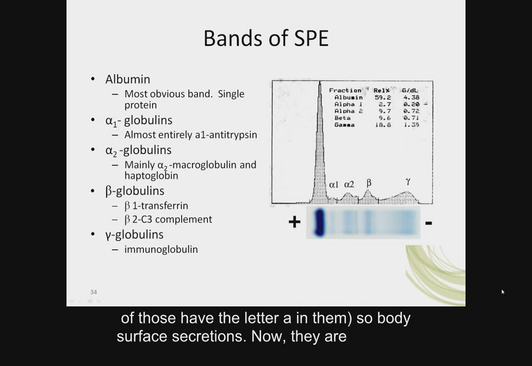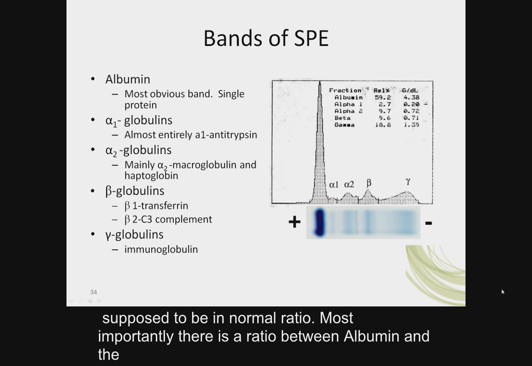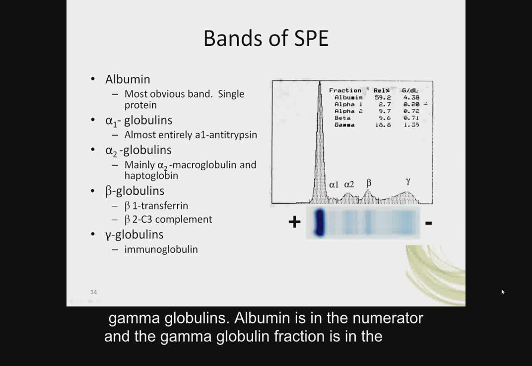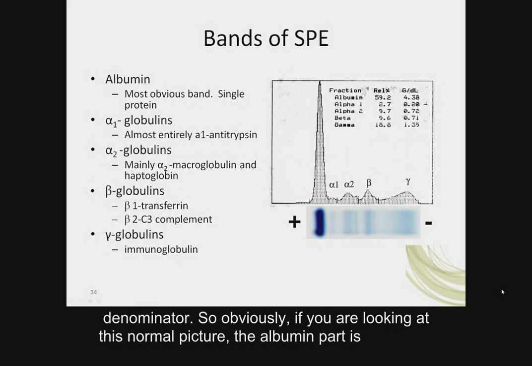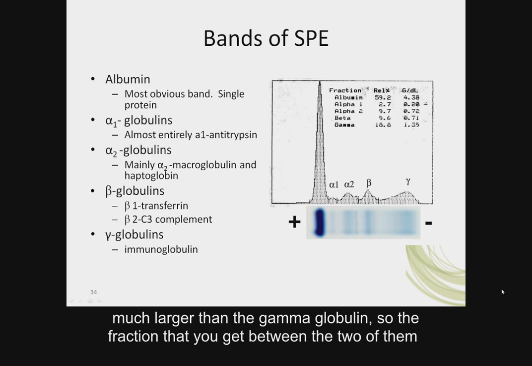Now, these proteins, here's the thing, they're supposed to be in a normal ratio. Most importantly, there is a ratio between albumin and the gamma globulins. Albumin is in the numerator and the gamma globulin is in the denominator. So obviously, if you're looking at this normal picture, the albumin part is much larger than the gamma globulin. So the fraction that you get between the two of them will be slightly larger than 1. What is significant about this?